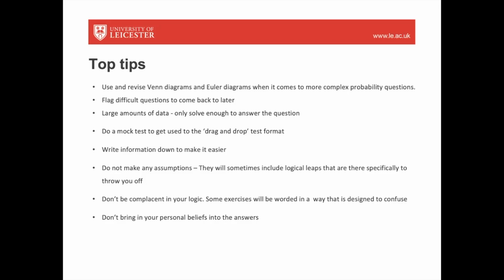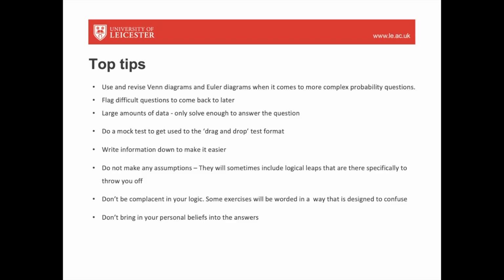Don't be intimidated by the large amounts of data. You don't need all of the pieces of information, so look for what you need to answer the question. Make sure you do lots of mock tests to get used to the test format, and use your whiteboards if it helps to draw charts and make things easier to understand.